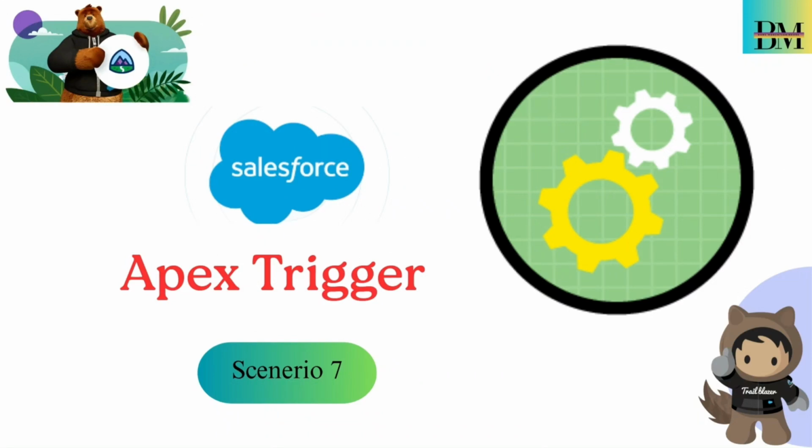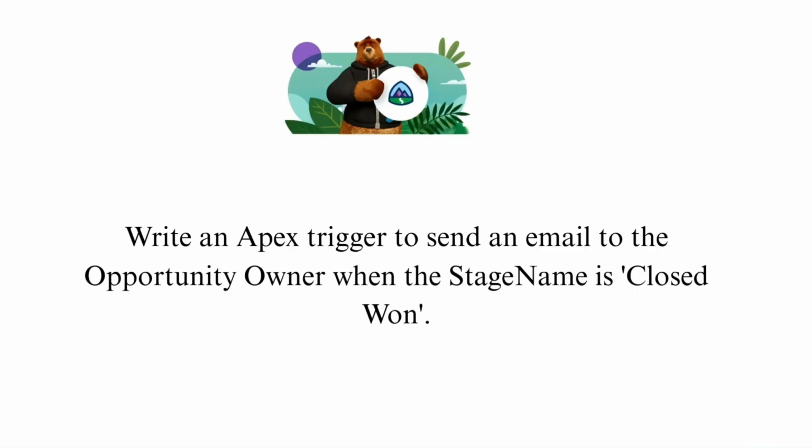Today I am back with another trigger scenario based questions. So let's discuss our scenario first. Write an Apex trigger to send an email to the opportunity owner when the stage name is Closed Won. So without wasting more time, let's start our coding.